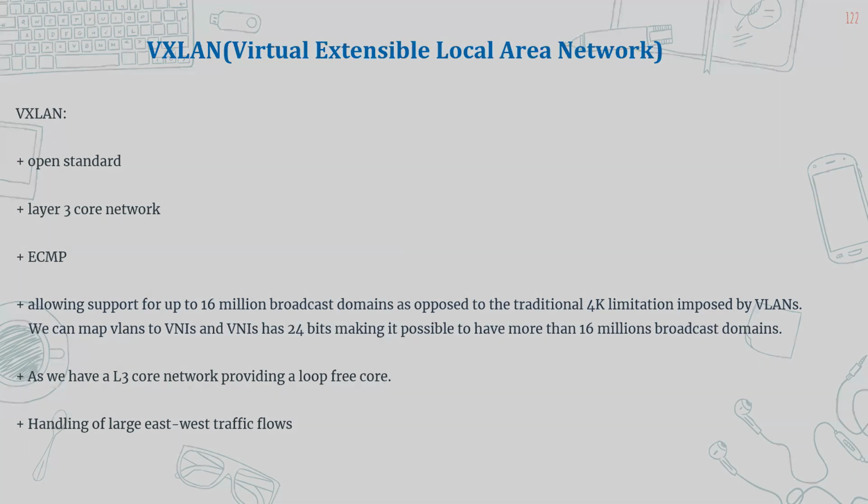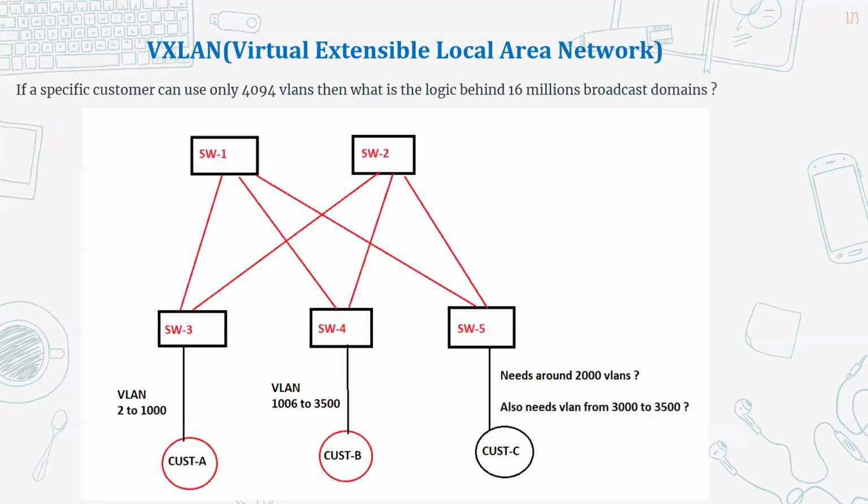Now the question comes in: we are saying that VLANs will be mapped to the VNIs, or VXLAN network identifiers, and in VXLAN the broadcast domain is the VNI. If we are doing a one-to-one mapping of VLAN to VNI, and VLANs can only be 4094, then what is the logic behind 16 million broadcast domains?